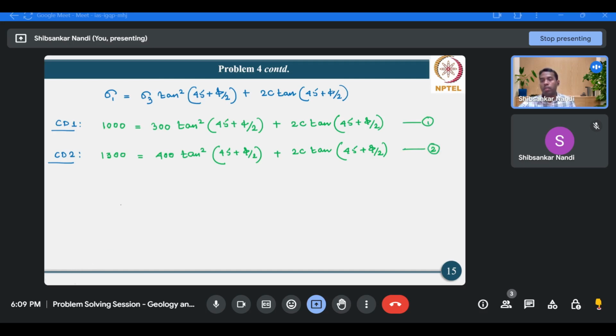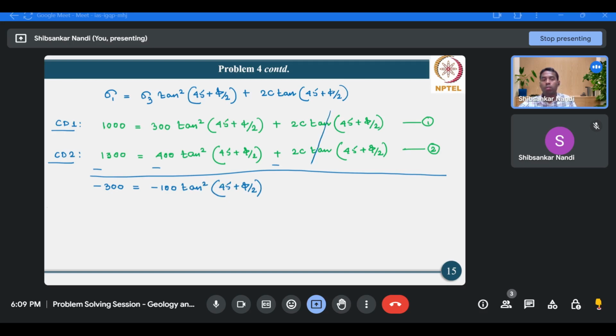Now if we simply deduct equation 2 from equation 1, this is the algebraic operation which we are doing here. So minus 300 would be minus 100 tan square 45 plus phi by 2. So this will cancel out. So what is the operation?